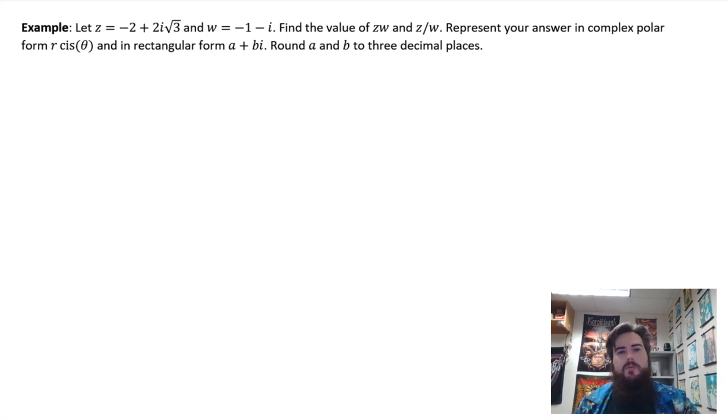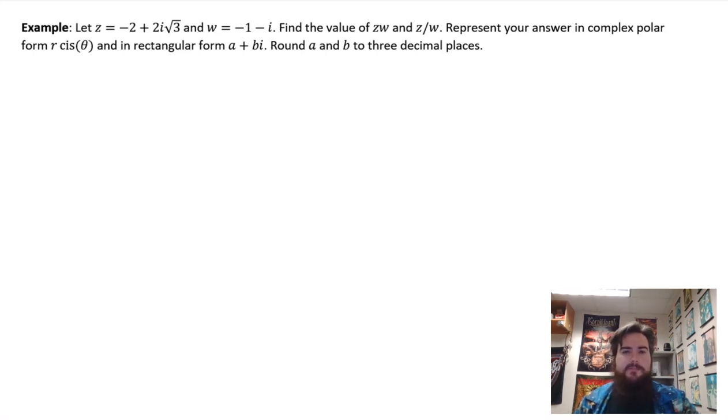In this example, we have let z equal negative 2 plus 2i square root of 3, and w equal to negative 1 minus i. We are going to find the value of z times w, as well as z divided by w. We will represent both answers in complex polar form r times cis theta, and in rectangular form a plus bi.